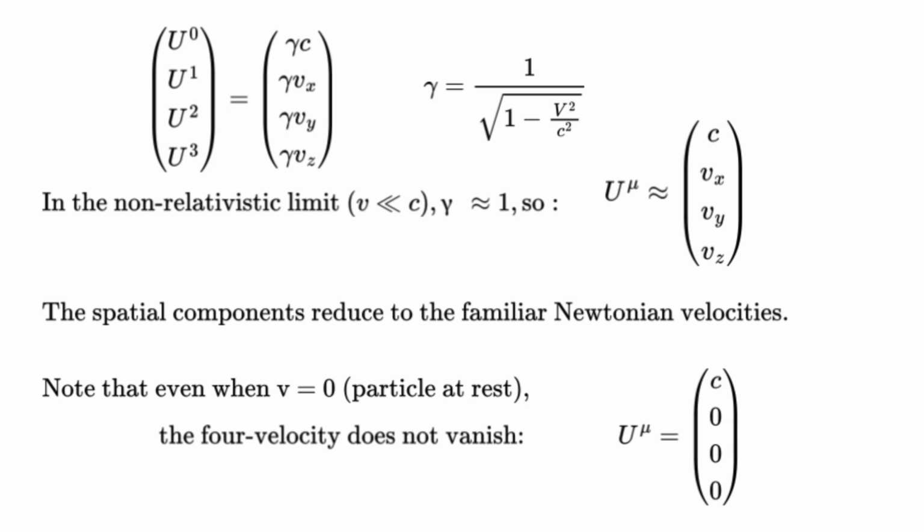In the non-relativistic limit, v much less than c, γ is approximately equal to 1, so the spatial components reduce to the familiar Newtonian velocities. Note that even when v equals 0, a particle at rest, the velocity does not vanish.